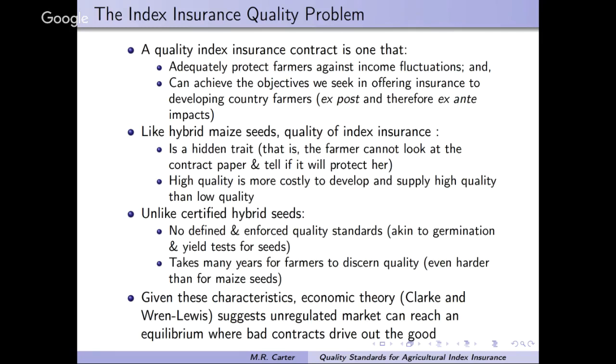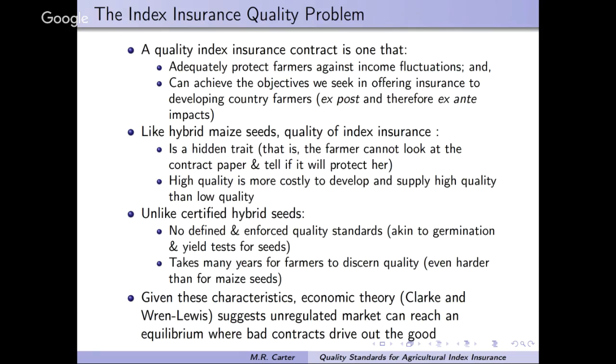Now, in the case of maize seeds, we all know that most countries actually regulate seeds. They have germination tests, they have yield tests, etc. So when a seed is certified, the farmer can look at that mysterious seed in her hand and have some confidence that it's actually worth the money being charged for it. In index insurance, at the moment, we don't have anything equivalent. The farmer can hold that insurance piece of paper in her hand, but she doesn't really know the probability that she will not be compensated when she actually has a loss.